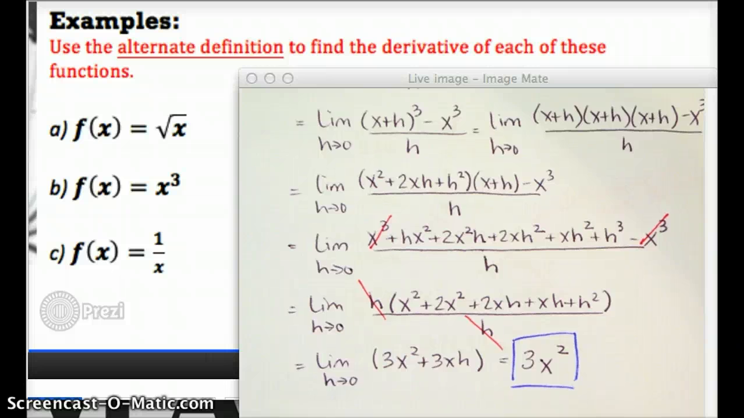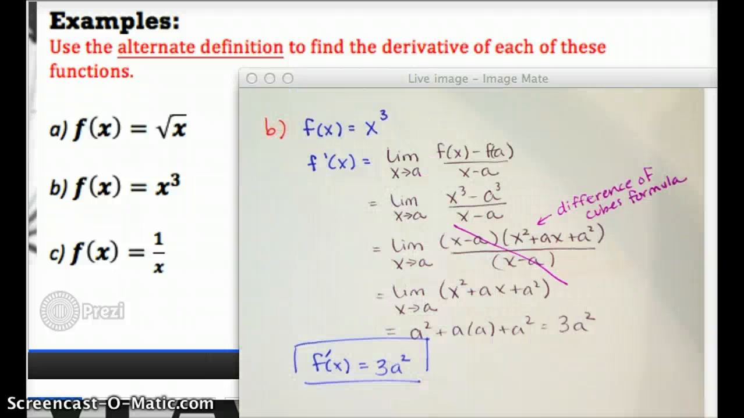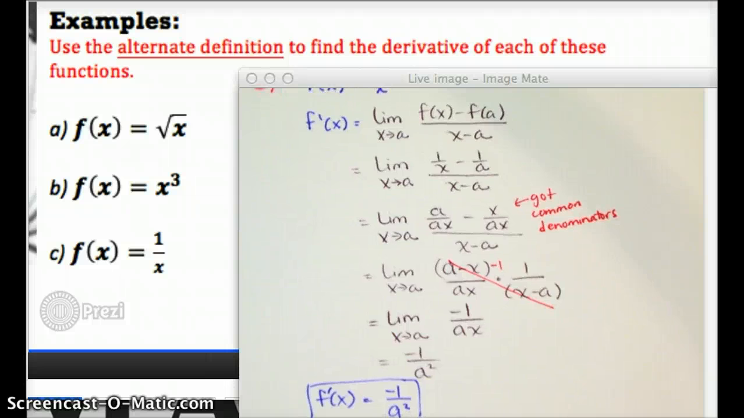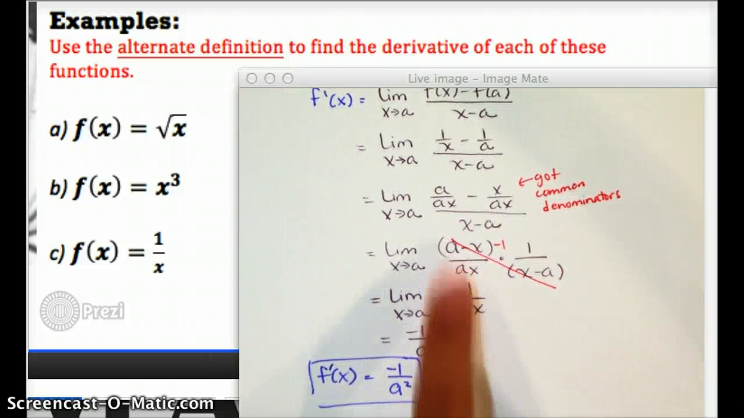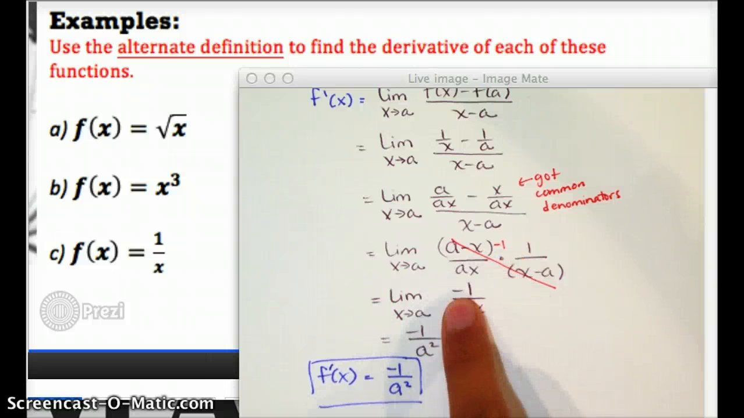This is a great example of a time when this second alternate definition seems like it's a lot shorter, and that's a benefit to us. If you haven't already, work out the last one, and then I'll show you the answers for the last one. And here we go. Notice that when I canceled out a minus x and x minus a, they turn into a negative one, which leaves a negative at the top.